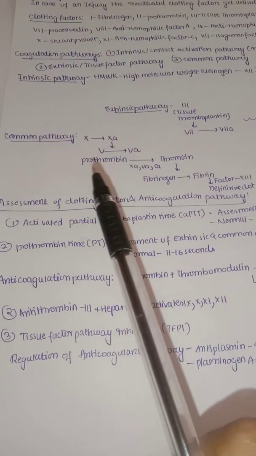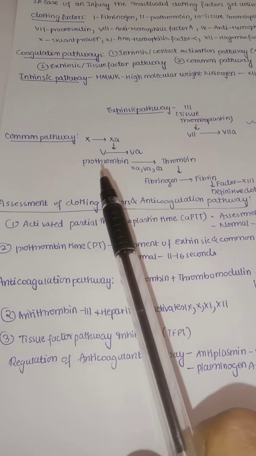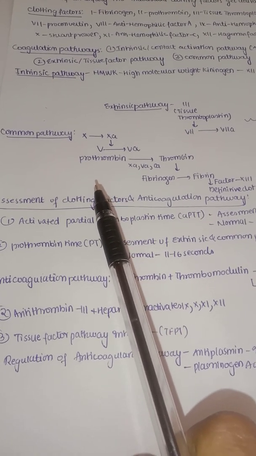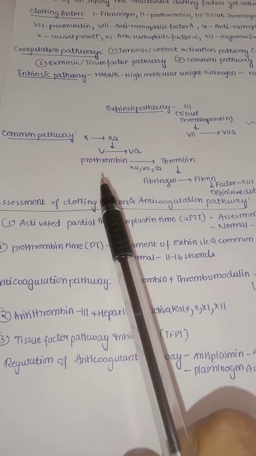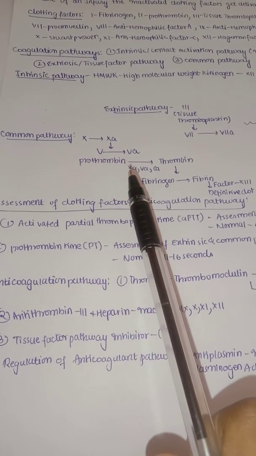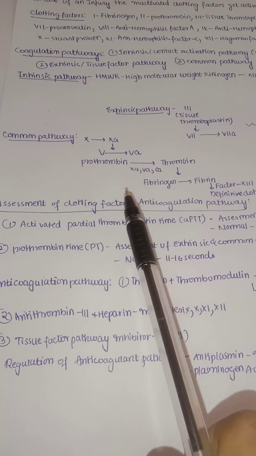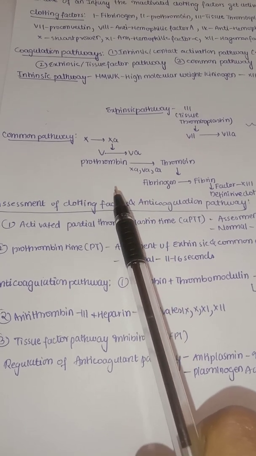Finally, the extrinsic and intrinsic pathways end up in a common pathway. So what is this common pathway? Here factor 10 gets activated, and this activated factor 10 converts factor 5 into its activated form, and this 5A converts prothrombin into thrombin.